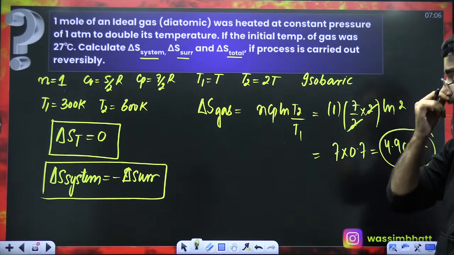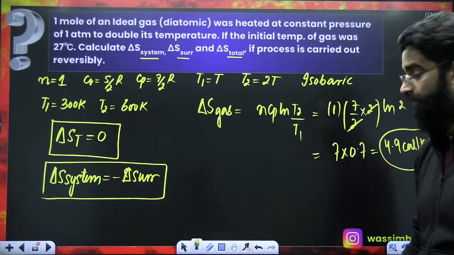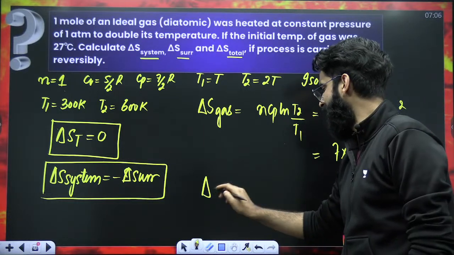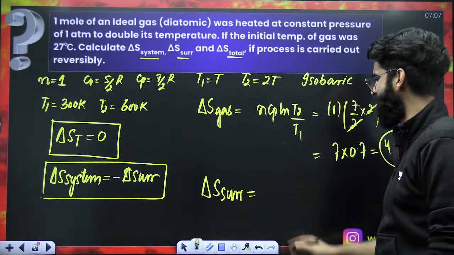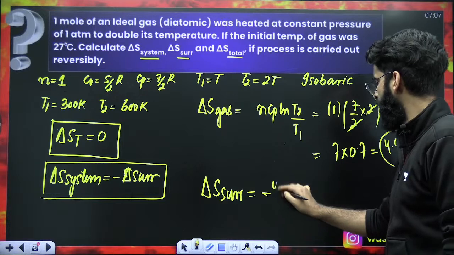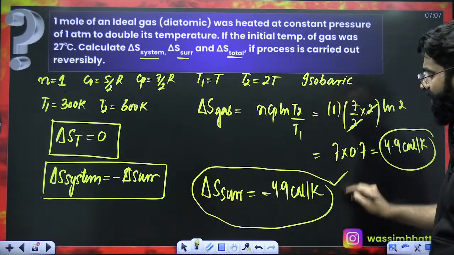So this is the value of delta S for the gas which is undergoing a reversible isobaric process. Now, what about delta S surroundings? Delta S surroundings has to be equal to minus times delta S system. So it's minus 4.9 calories per Kelvin. This is how you calculate delta S surroundings over here.